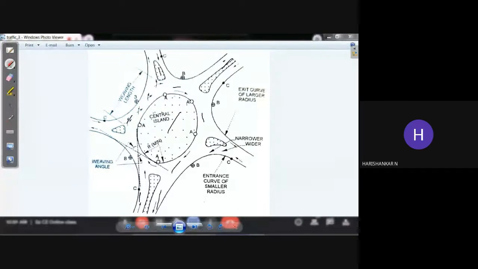The distance between two weaving points is known as the weaving length, and the angle between the upcoming vehicle and the ongoing vehicle is termed as the weaving angle.